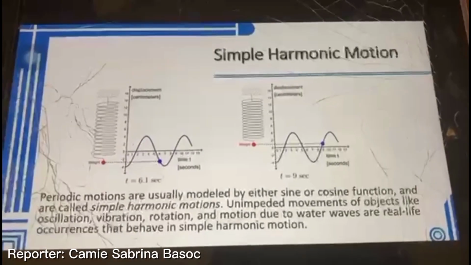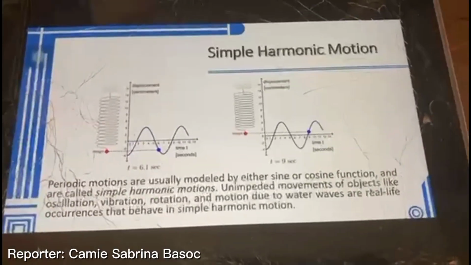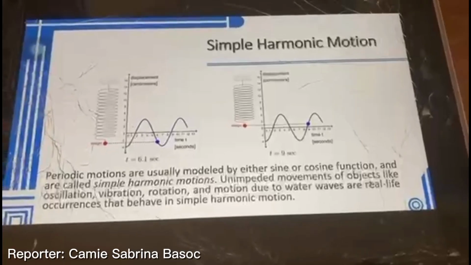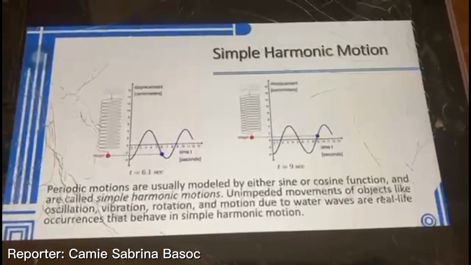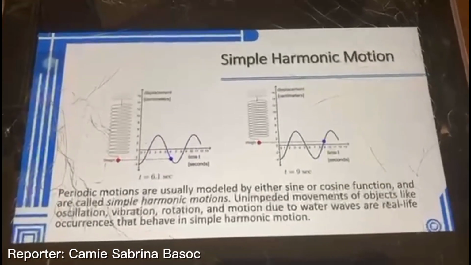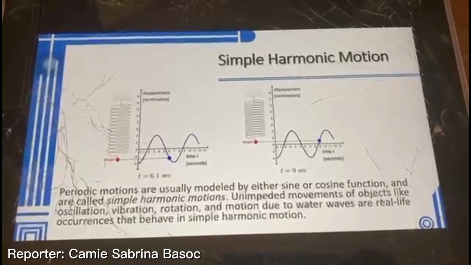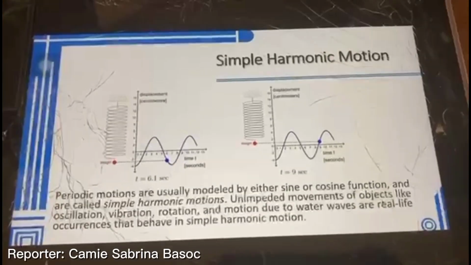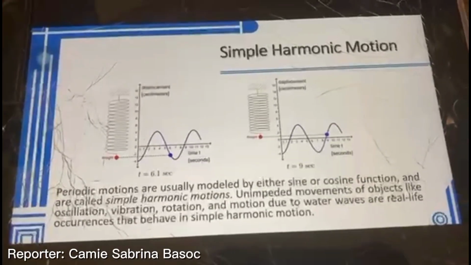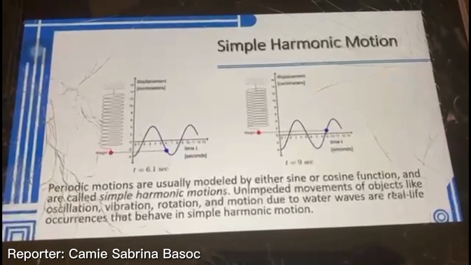Periodic motions are usually modeled by either sine or cosine function and are called simple harmonic motion. When periodic motions are modeled by sine and cosine functions, they are called simple harmonic motion.